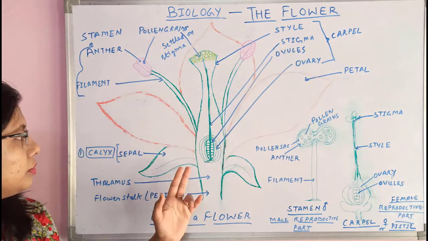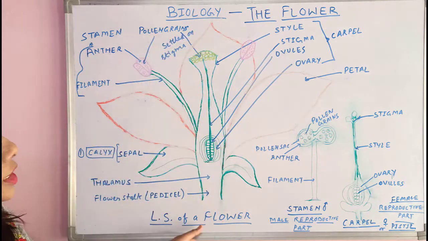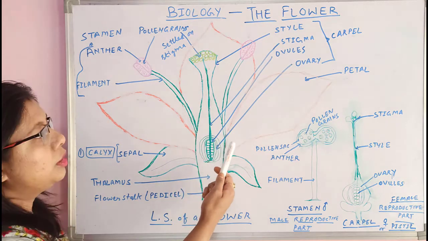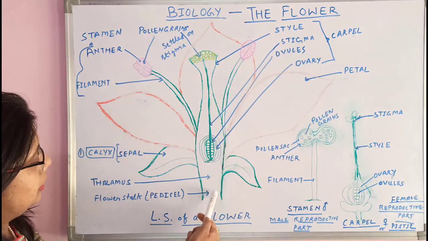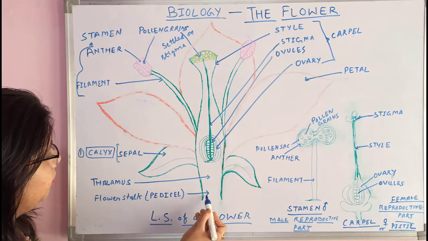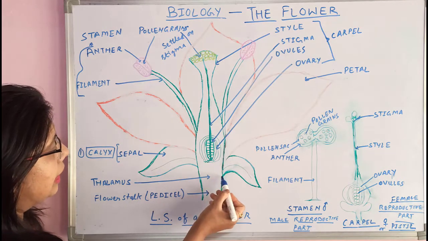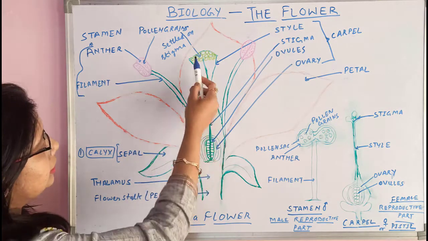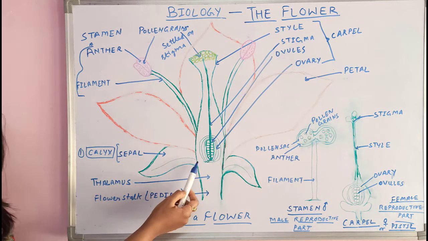This is the structure showing the internal part of a flower. This is the longitudinal section of a flower. See, the flower is the most colorful, most beautiful part of a plant, which serves as a reproductive organ, and it is attached to a shoot by means of a flower stalk that is called the pedicel. Above the pedicel there is a slightly swollen portion, which is called the thalamus. The thalamus is the portion from where the different floral parts arise. Here you can see in this structure different floral parts arising from the thalamus.